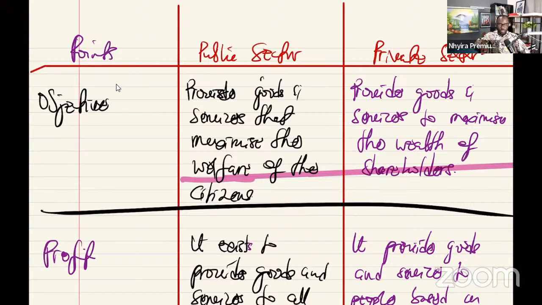So they all provide goods and services. They all use debt to finance their operations. They are all accountable to the people who appoint them. We have said that public sector entities are accountable to the president and to parliament. Private sector entities are accountable to their shareholders and the regulatory authority. So they are all held accountable at the end of the day.